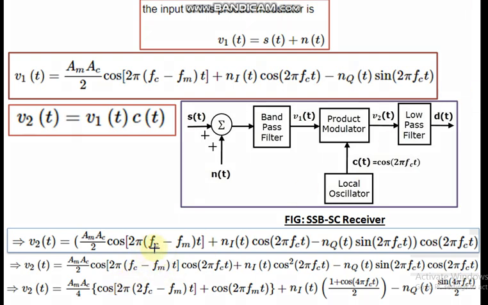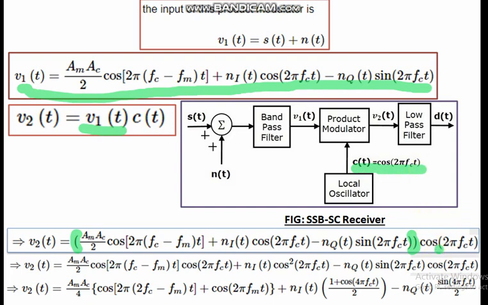Now, since V2t is equal to V1t Ct, what we have done here, I'm showing you, is this small bracket which is having the term V1t. V1t is taken from this formula, this complete formula is put under this bracket, and Ct, that is cos 2 pi fct, is here.